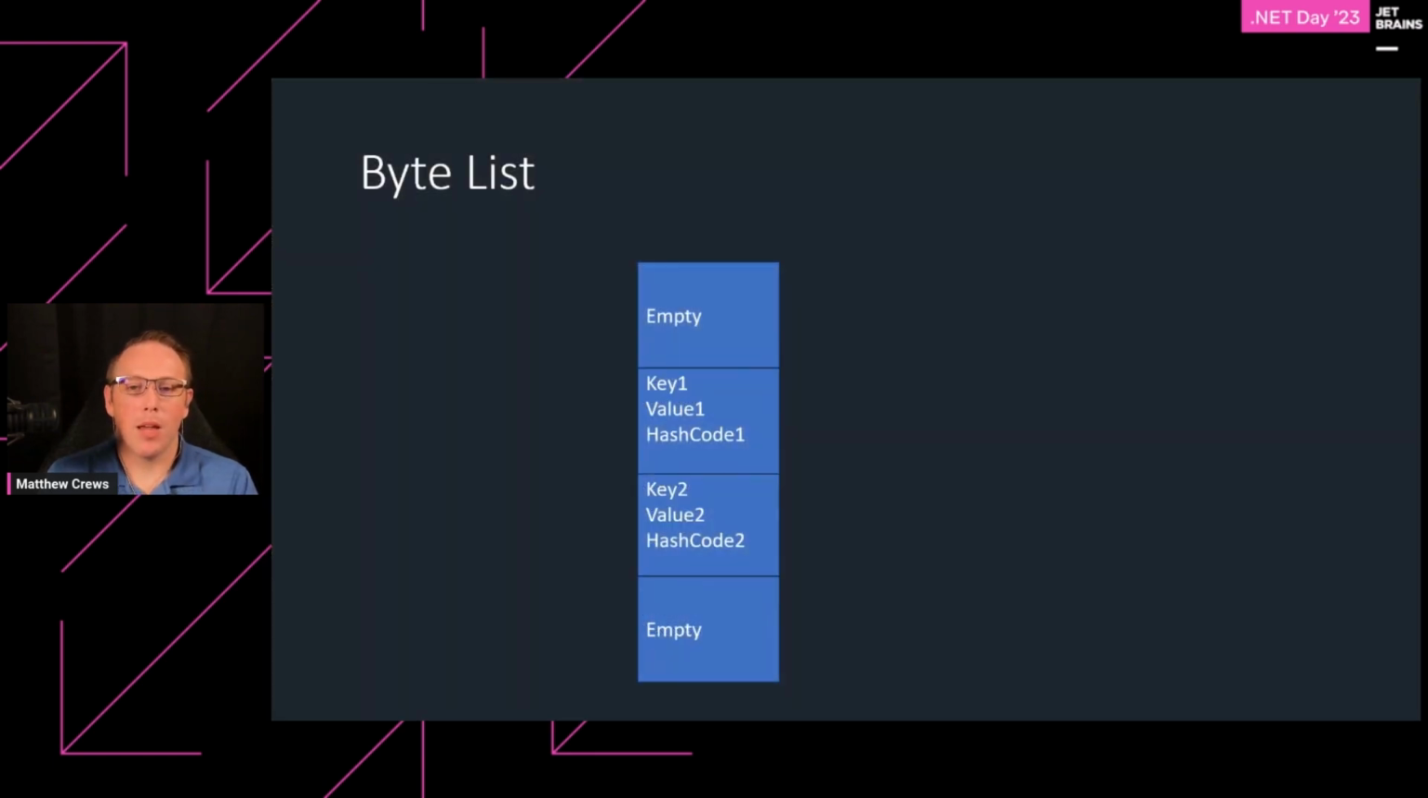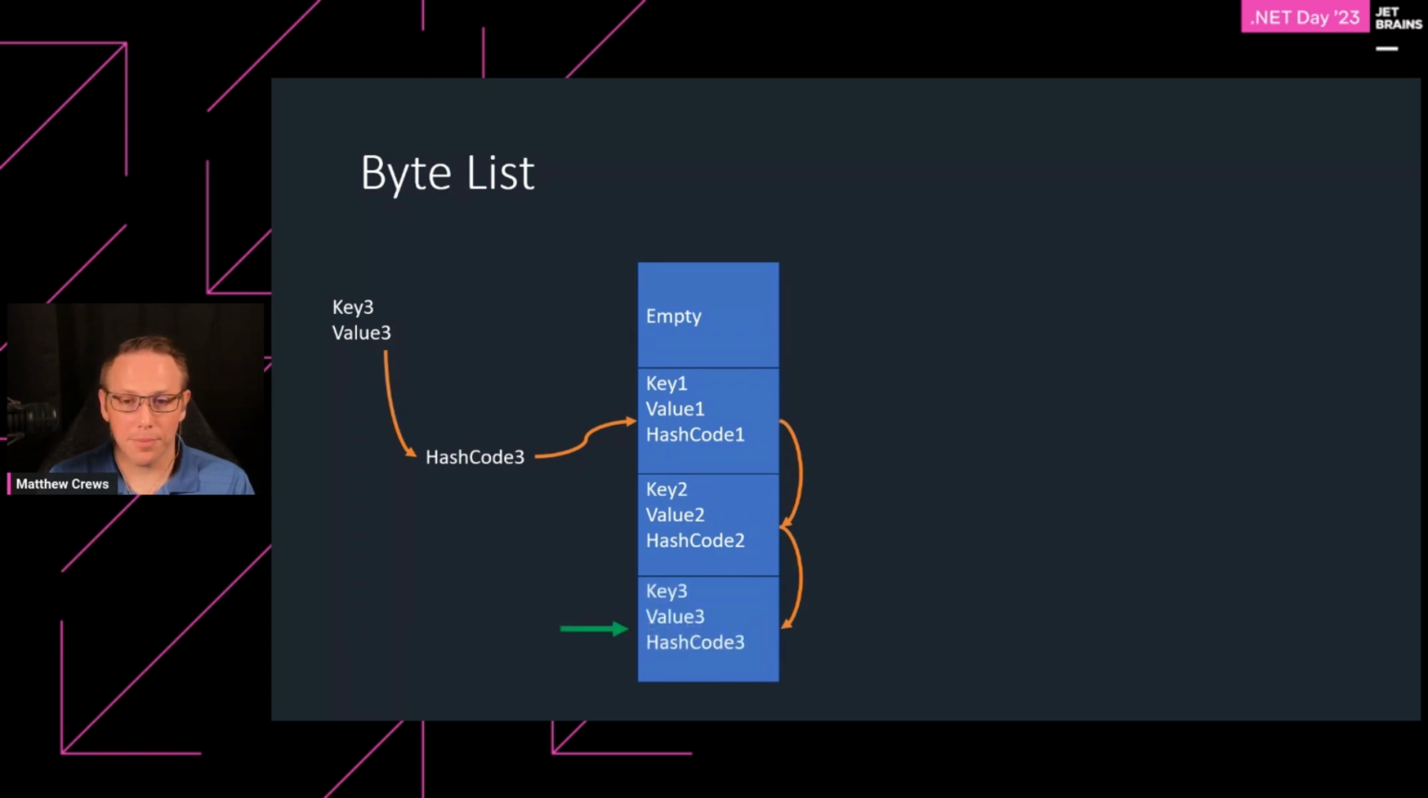Well, when we want to add a value to a byte list version of a dictionary, we again have our key and value. We compute their hash code. We map it to a bucket. That bucket is currently occupied, so we can't insert it in there. We search for the next bucket, still occupied. We go to the next one. It is available, so we will insert it in here.